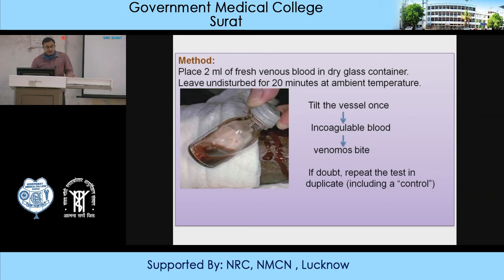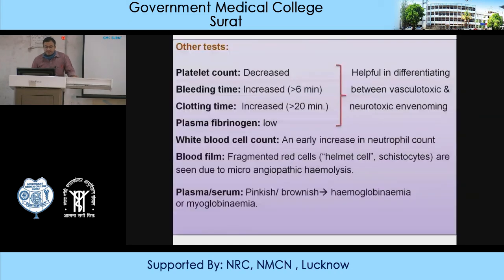If the blood coagulates in the glass container, then it is not a venomous bite. Now other tests: platelet count decreased, bleeding time increased, clotting time increased, plasma fibrinogen low. These are helpful in differentiating between vasculotoxic and neurotoxic bites.